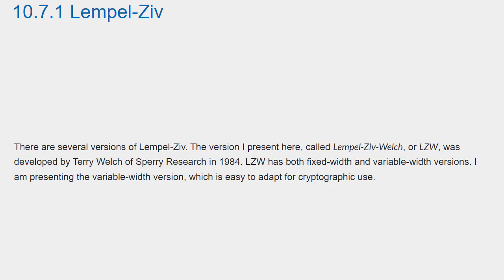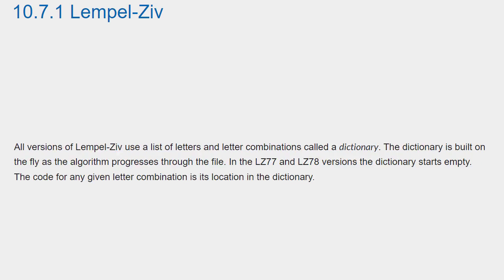There are several versions of Lempel-Ziv. The version I present here, called Lempel-Ziv-Welch, or LZW, was developed by Terry Welch of Sperry Research in 1984. LZW has both fixed width and variable width versions. I am presenting the variable width version, which is easy to adapt for cryptographic use.